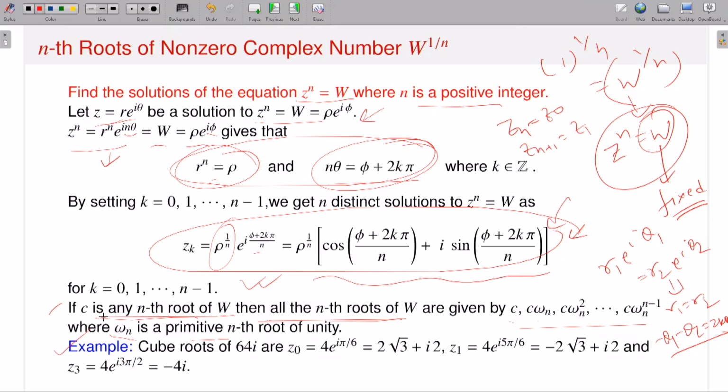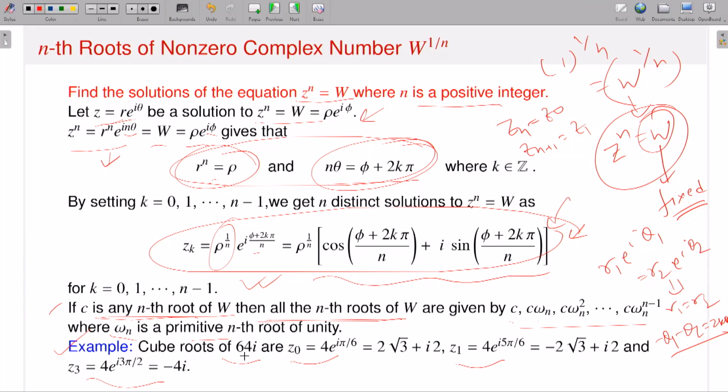Okay, one example. If I ask you what the cube roots of 64 times i are, then you can say that since it is cube roots, there will be 3 distinct values. This is my z_0, this is my z_1, and this is my z_2. The formula is there, so you just have to solve it.